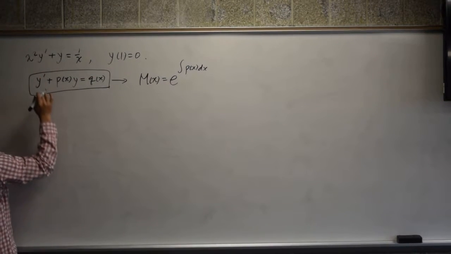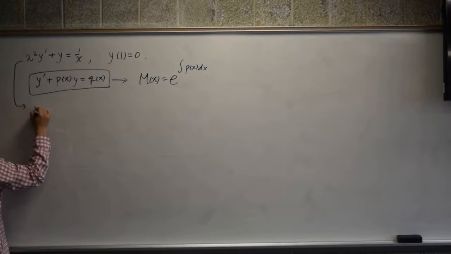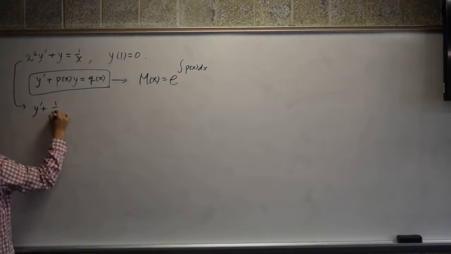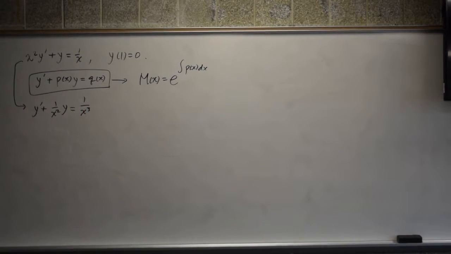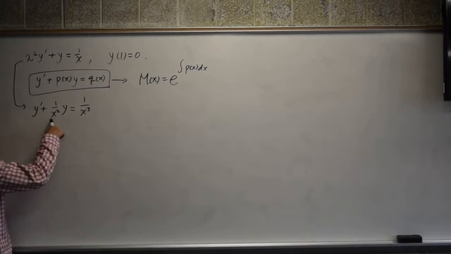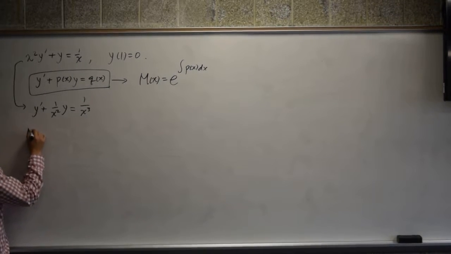You better divide by x squared. So let's divide by x squared. This becomes y prime plus 1 over x squared y equals 1 over x cubed. Okay? And then we can see what p(x) is. What's p(x) now? This one, 1 over x squared. That's p(x), right? So we can calculate the multiplier.